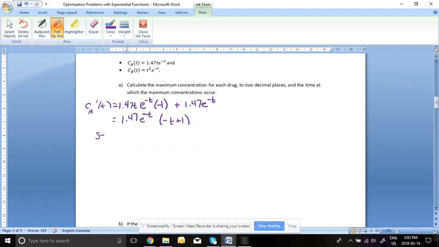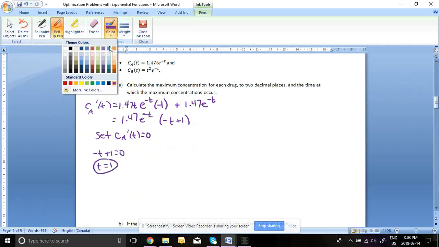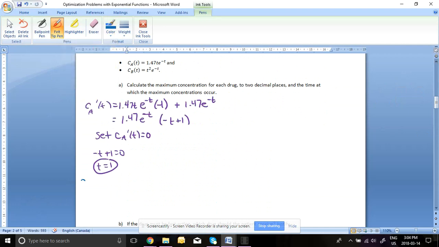Okay, so when we set this equal to 0, notice that again, this first part has no solution because this is an exponential function which has its horizontal asymptote. So really it's just minus t plus 1 equals 0 or t equals 1. So the first drug has its max concentration at 1, okay? And then if you put that into the function, you get 0.54.